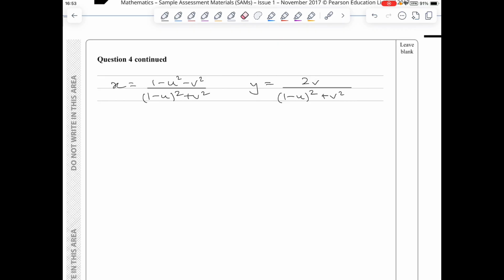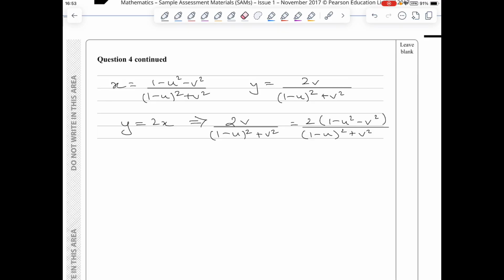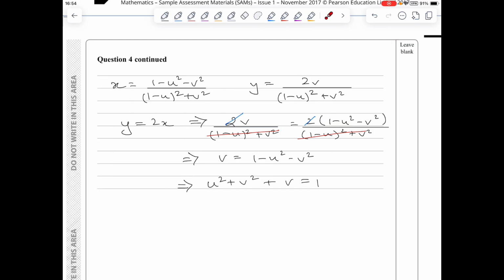I'm given that y is equal to 2x, so I'm going to use that. y is equal to 2x, and if I substitute the x and y from above, I will get this equation. Now I can cross out the denominators, and I also can cross out the 2, and this will simplify to the following: v is equal to 1 minus u squared minus v squared. I'm going to take all the letters to the left hand side, so u squared plus v squared plus v is equal to 1.